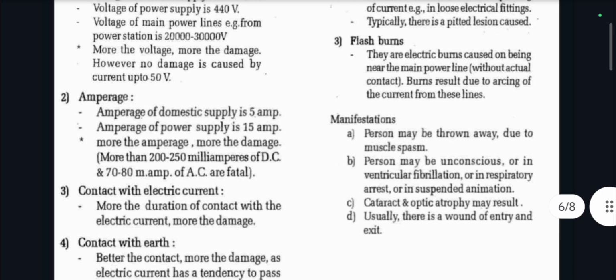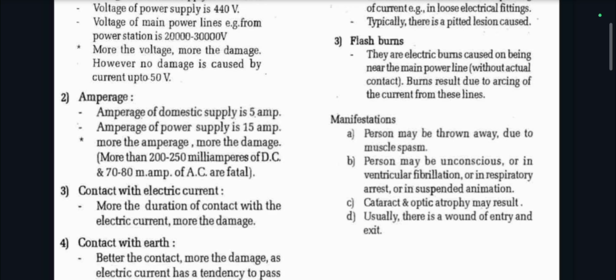What about amperage or current? Amperage of domestic supply is 5 amperes. Of power supply it is 15. Then more the amperage, more would be the damage. So more than 250 milliamperes of DC and 70 to 80 milliamperes of AC are fatal. Fine, so 250 in case of DC and 80 in case of AC are fatal.